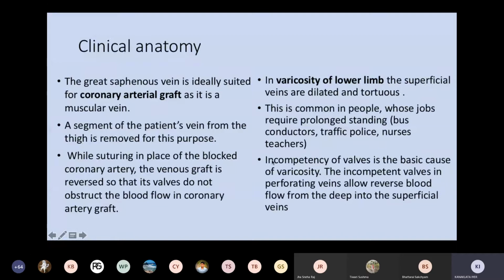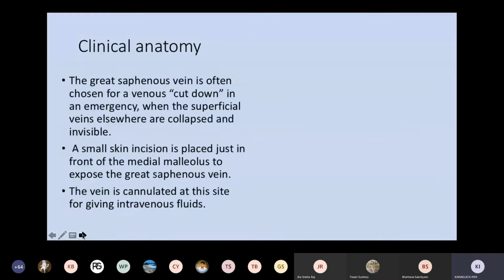This is mainly because of incompetency of the valves. Remember, I told you there are 10 to 20 valves in the great saphenous vein. When these valves do not function properly, do not close, and allow backflow of blood from the proximal segment back to the distal segment, and if this keeps happening again and again, the great saphenous vein becomes dilated and then tortuous, and that you call varicose veins of the leg.